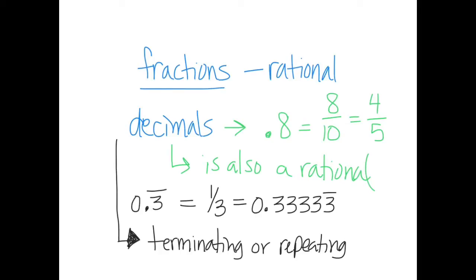Okay, so we've talked about percents, fractions, decimals. What about the square root of a perfect square? Like, what about the square root of 16? Well, the square root of 16 equals 4. 4 is the same thing as 4 over 1, which is a fraction, which means that it's rational.